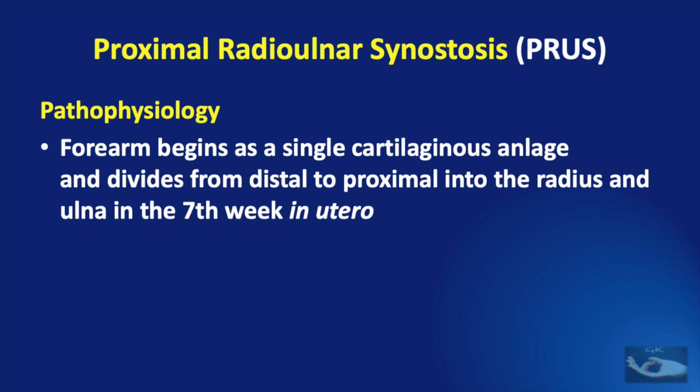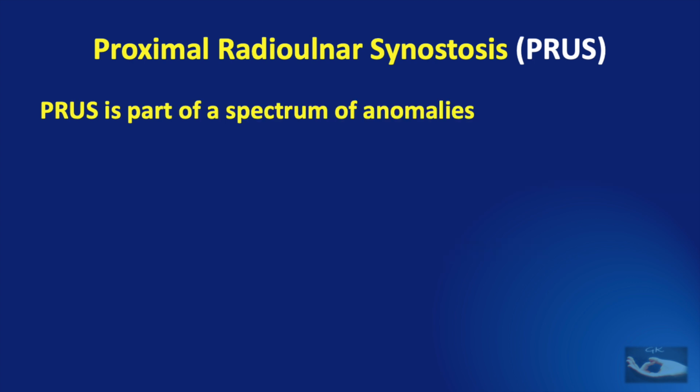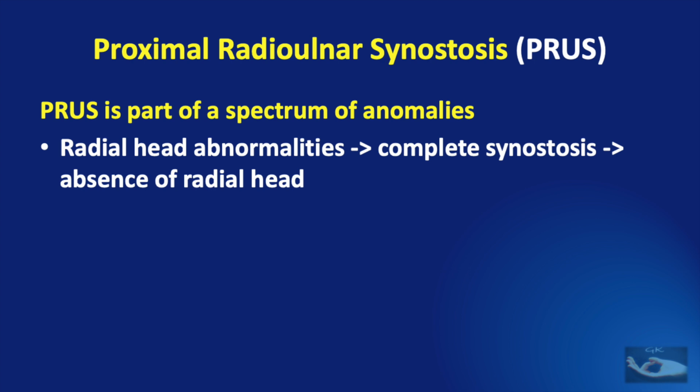The forearm begins as a single cartilaginous anlage and divides from distal to proximal into the radius and ulna by around the 7th week in utero. So, a failure of differentiation results in synostosis in the proximal aspect of the forearm between the radial head and the ulna. This condition is part of a spectrum of anomalies. So it could present with just radial head abnormalities to complete synostosis to even absence of the radial head.